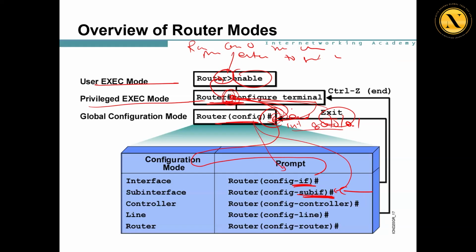Or if you type a command from the global mode, controller something something, which we don't have in our course, you will come to the controller mode. So that's out of syllabus. From here, if you type line something something, we'll come to the line mode, like line console 0 or line AUX 0 or line VTY 0 4. We have done this. Then we come here and say password and, down below, login. Or if you type from the global mode router something something, for example router RIP or router OSPF, then we'll come to the router mode. We'll go there later on.